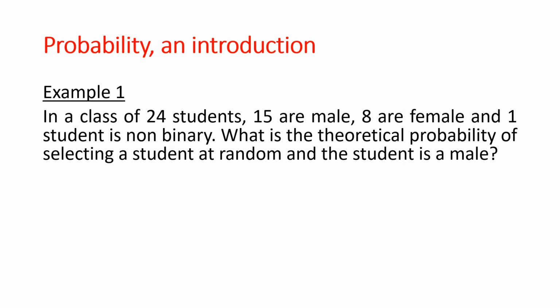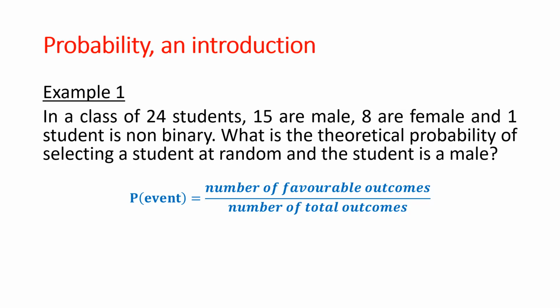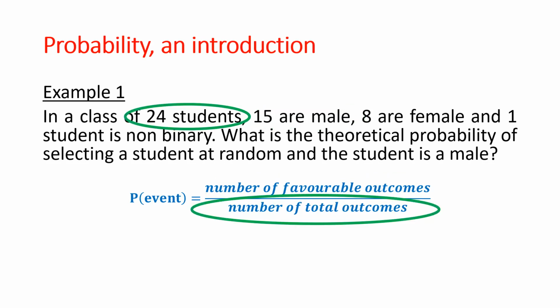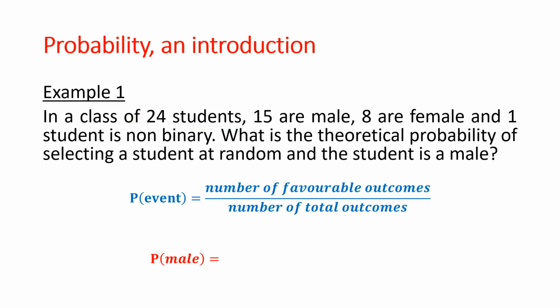Here's a couple of examples. In a class of 24 students, 15 are male, 1 is female, and 1 student is non-binary. What's the theoretical probability of selecting a student at random and that student is male? Well, here's our rule. Probability of an event is the number of favourable outcomes over the total number of outcomes. The event is choosing a male. We have 15 favourable outcomes, 15 males. We have a total of 24 students. So the probability of selecting a male is going to be 15 out of the 24.